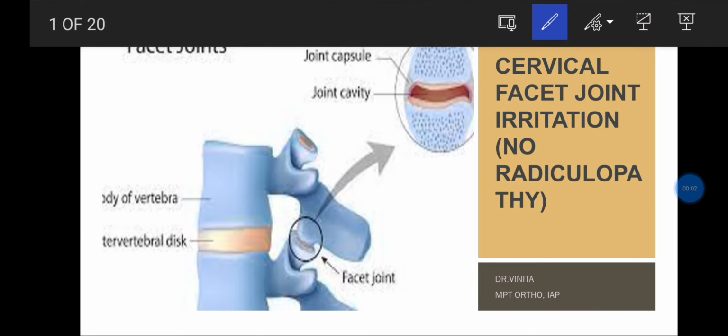I am Dr. Vinita, MPT Ortho, and today our topic is cervical facet joint irritation with no radiculopathy sign. Some patients have a radiculopathy sign, some patients have no radiculopathy sign. So today we'll study the no radiculopathy sign. First we study the facet joint. What are the facet joints?